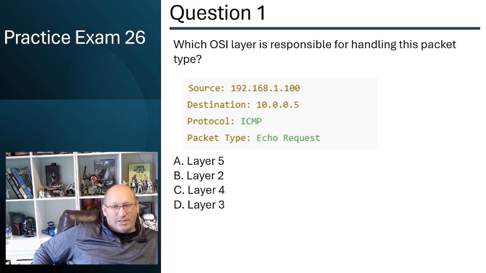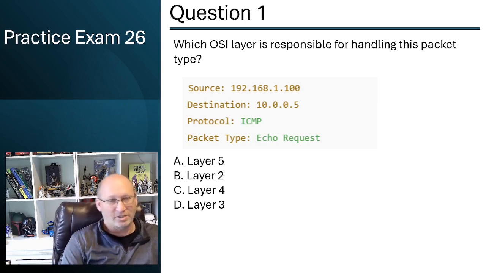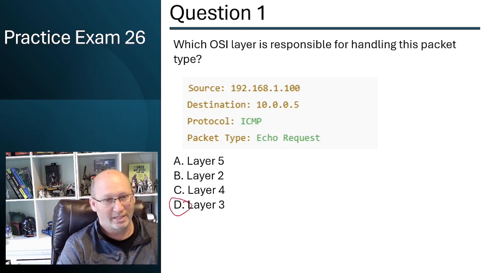Well, if you said transport layer, you'd be incorrect. That manages end-to-end connections and error recovery. TCP and UDP would be those protocols, but not ICMP. That would be layer 3, the network layer. The network layer handles ICMP traffic. That's where it goes, and that's going to be our answer: D, layer 3. There it is.